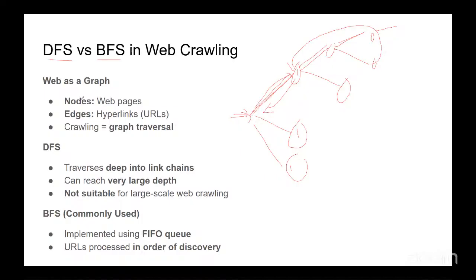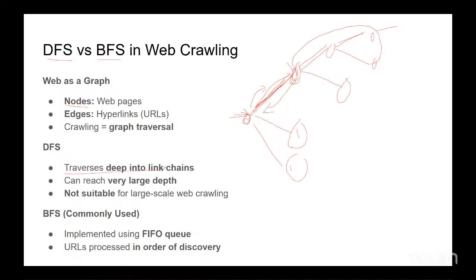Now, how the graph for the web looks like: on the nodes you have the web pages, and on the edges you have hyperlinks. This is the web page, and this is the hyperlink. So this is the node, and this is the edge. On the edge you have the URL link, and on the node you have the web page.